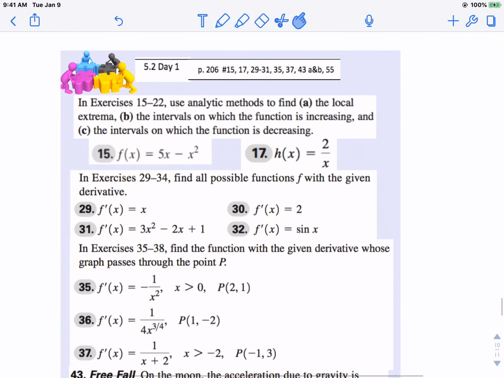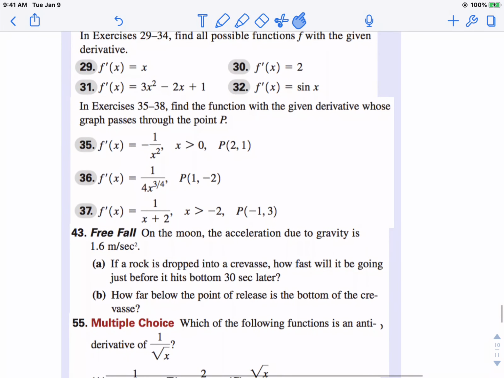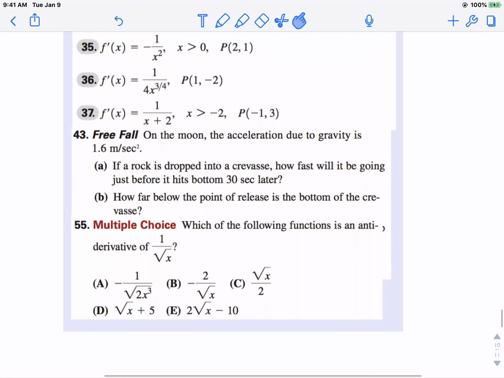Your assignment then comes out of 5-2 day 1. You can see the numbers, and I will slowly scan this. So if you want to pause the video at places and use it to do the homework from this instead, you could.